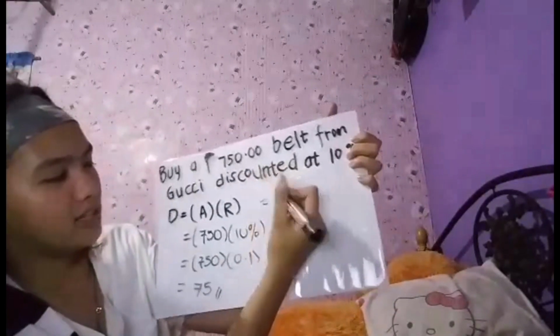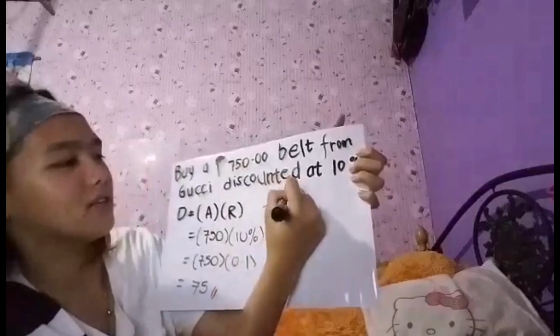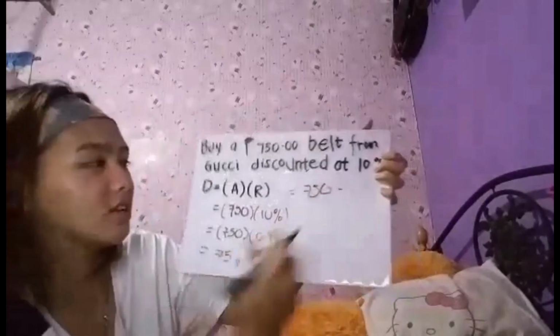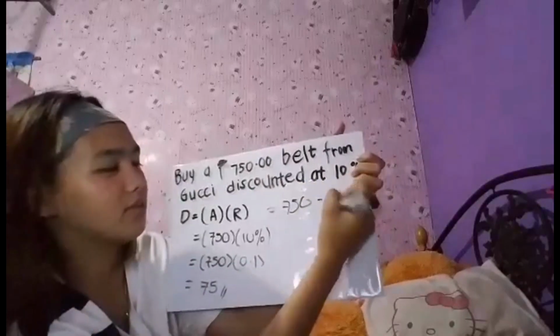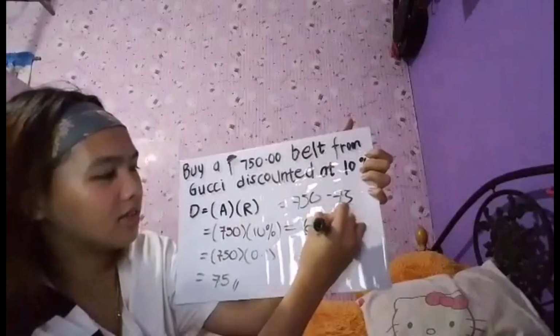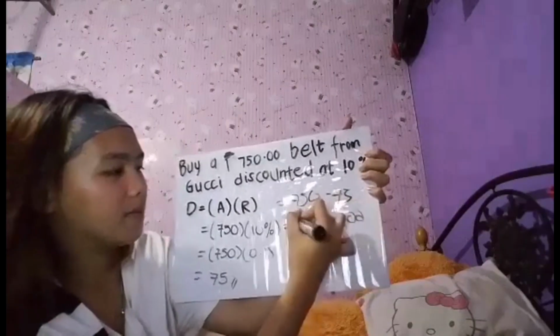Then, gagawin naman natin is yung amount, 750, ima-minus natin sa nakuha nating sagot dito. So, 750 minus 75 equals 675 pesos.